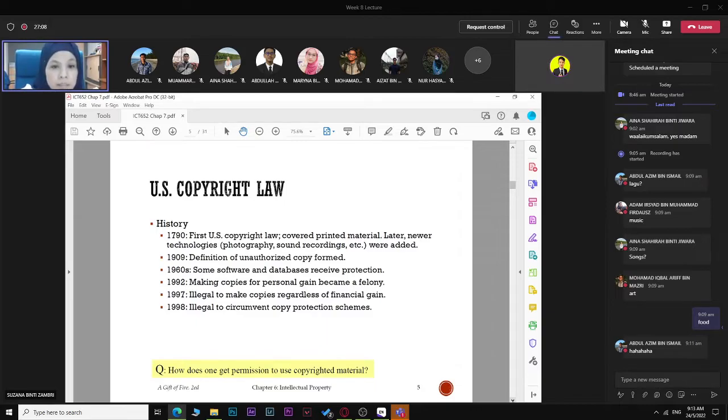And then in the 1960s some software and databases received protection under copyright law. And then 1992, making copies for personal gain became a felony. 1997, illegal to make copies regardless of financial gain. In 1998, illegal to circumvent copy protection schemes, right?